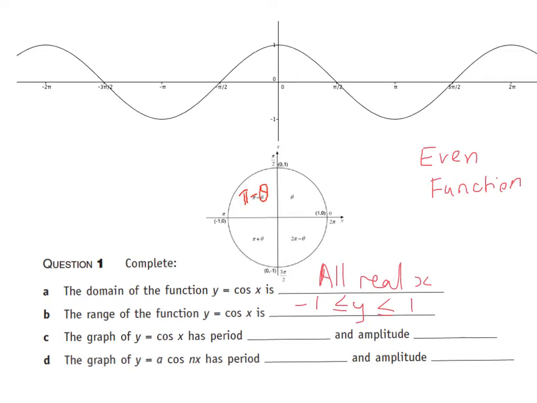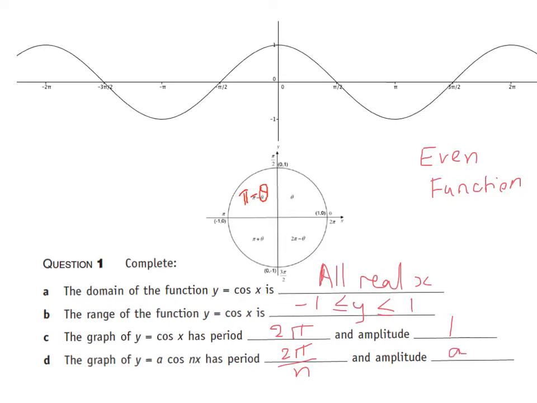The period, you can see that repeated after 2 pi. Going from there to there, it's repeating, 2 pi. And the amplitude is 1, same as sin x. Then if we have a general graph y equals a cos nx, the period is going to be 2 pi on n, just like sin x, and the amplitude is going to be a.